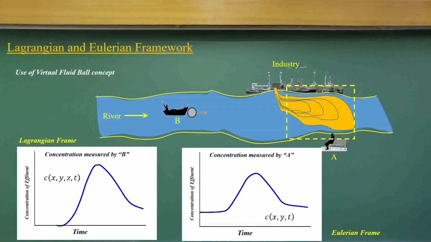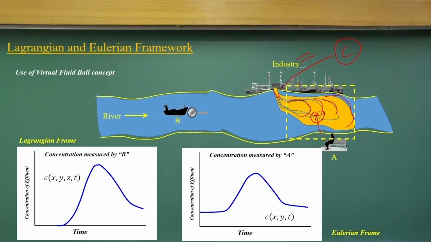Now, we look at what the Lagrangian and the Eulerian concepts are. Suppose a person is sitting here with a probe, and there is an industry polluting the water. The pollutants are released here, with concentration C. It can be any pollutant, maybe dissolved oxygen or whatever. The concentration of pollution is changing and the pollution plume is moving like this.